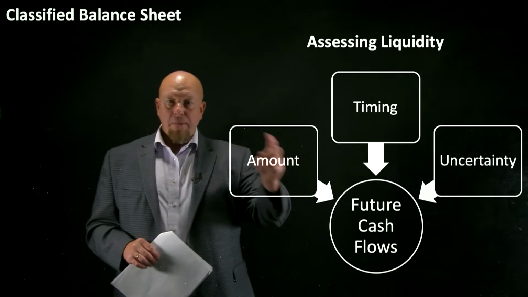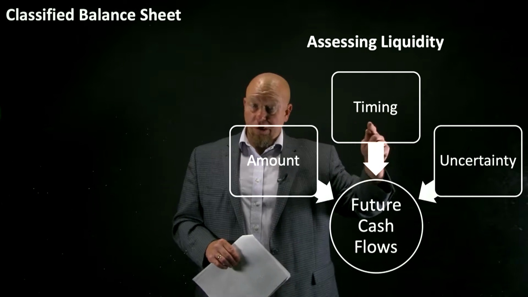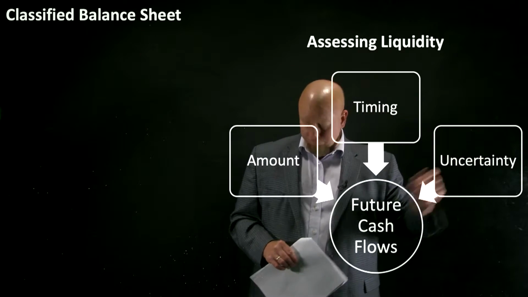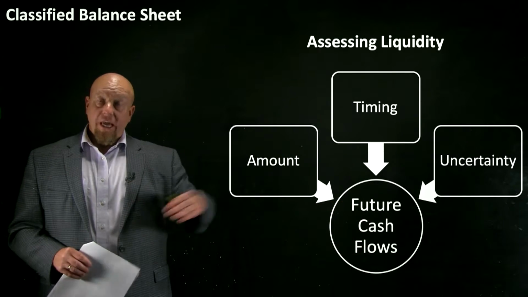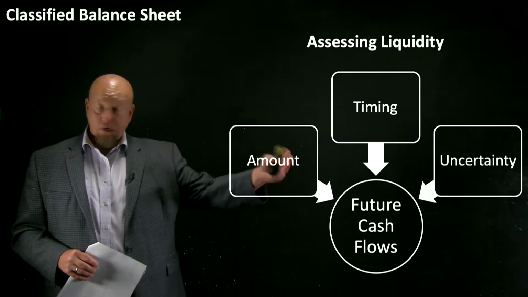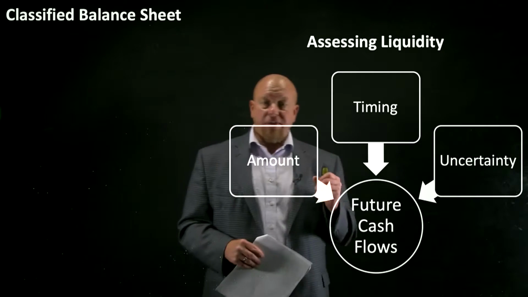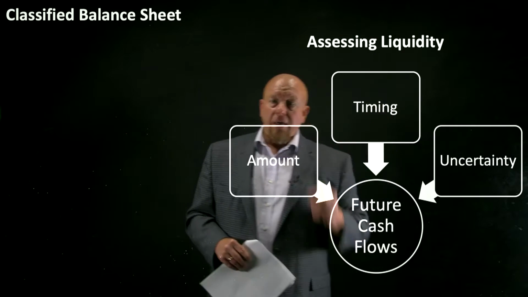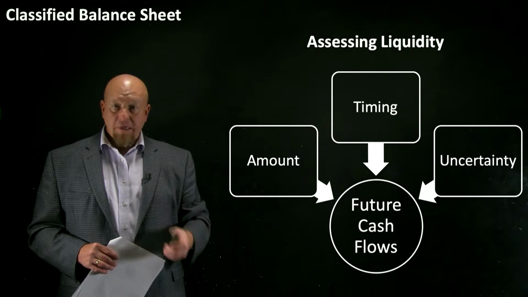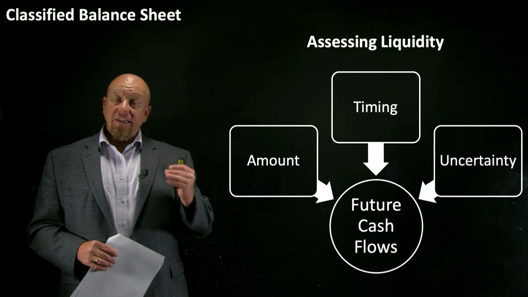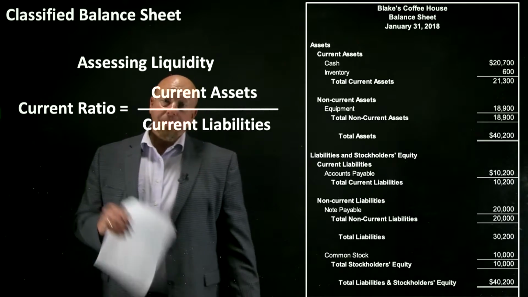But the financial statements do give us information that we can use to make our own assessments about how much future cash flow, when will the cash flow likely occur, and how likely is it that we actually will see that cash? Or will the cash have to leave the business, either coming in or going out? What I want to focus on with this analysis of the classified balance sheet is the timing. The classified balance sheet allows us to assess the timing of future cash flows by dividing the assets and liabilities into current and non-current portions.